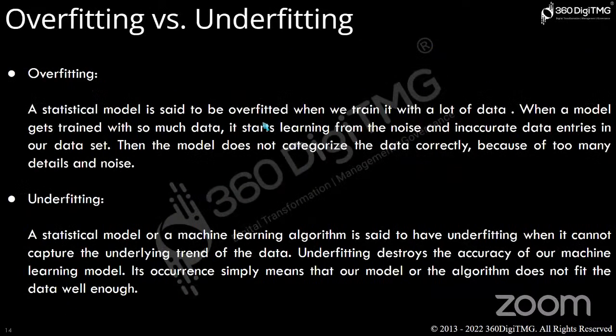So, underfitting versus overfitting. Let me define this here. I already told you what happened, so this is the basic definition. A statistical model is said to be overfitted when we train it with a lot of data. The model gets trained with so much data that it starts learning from the noise and inaccurate data entries in the data set. Then the model will not be able to recognize or categorize the data correctly because of too many details or noise. That is an overfitting condition.